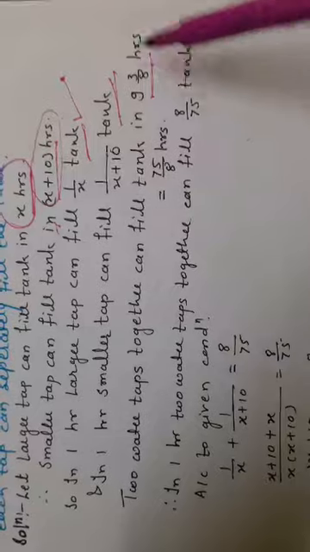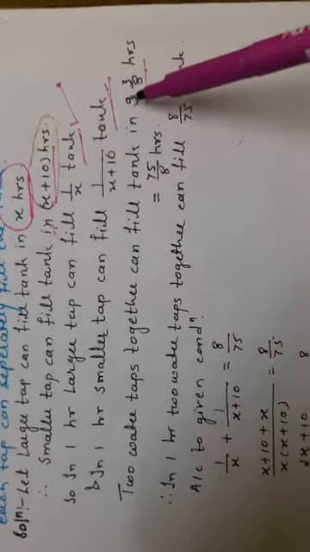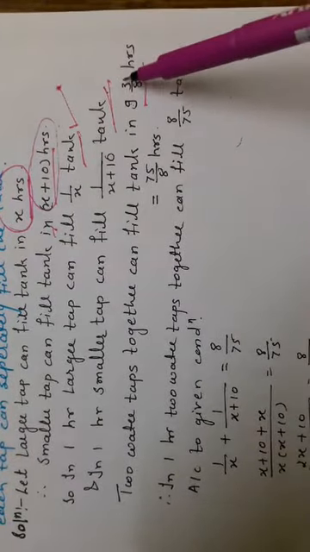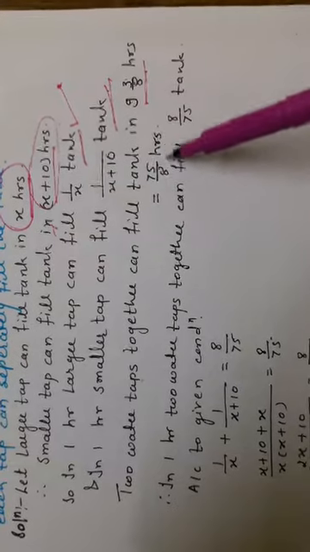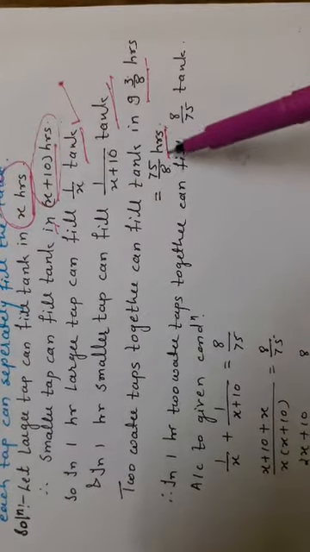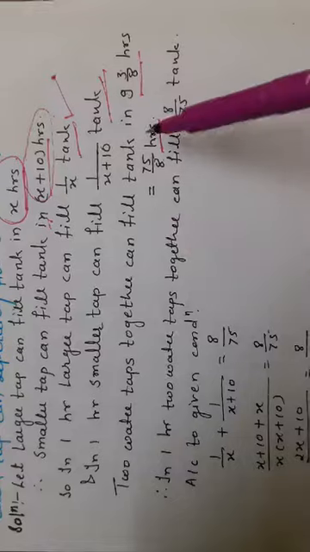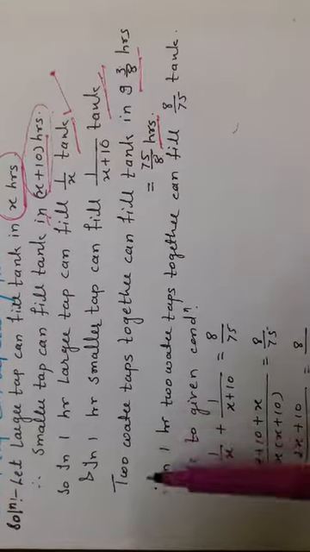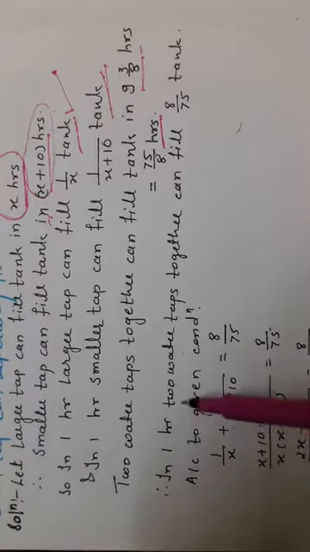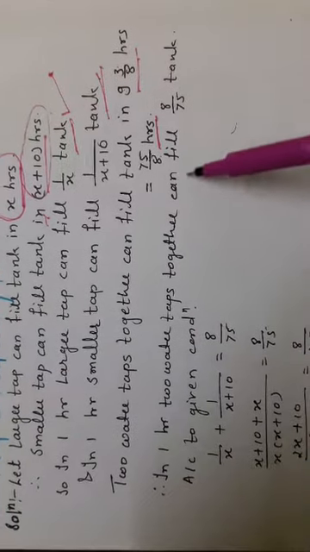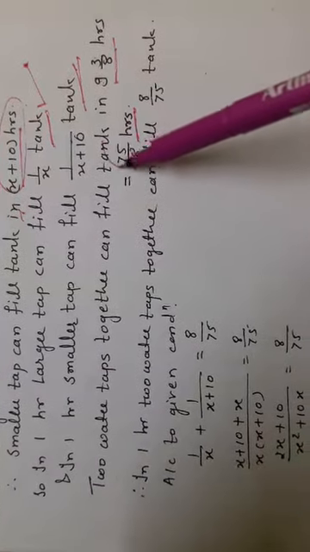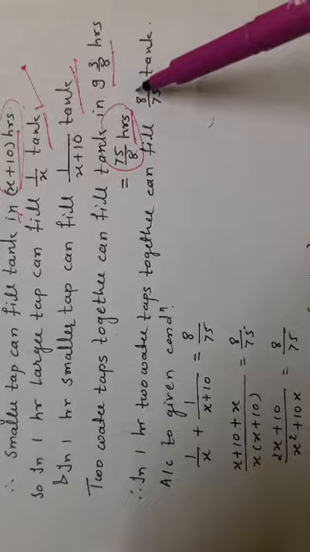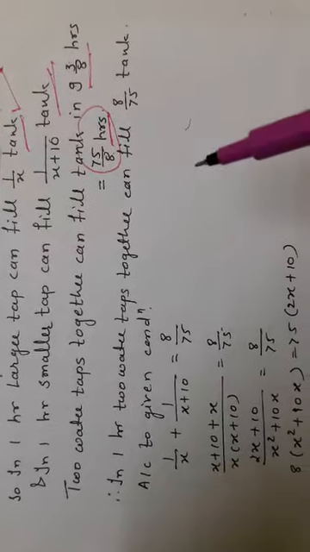9 3 by 8 hours. This is a mixed fraction, I already told you. 9 eights are 72, 72 plus 3 is 75 by 8 hours. This is an improper fraction. This is the time required to fill the tank using both the taps. In 1 hour, the two water taps together can fill the reciprocal of this, meaning 8 upon 75 of the tank.